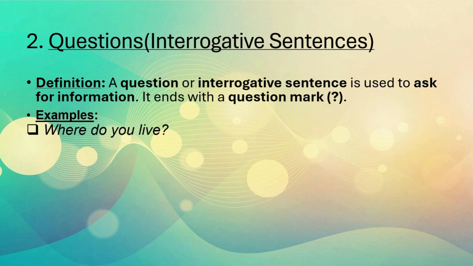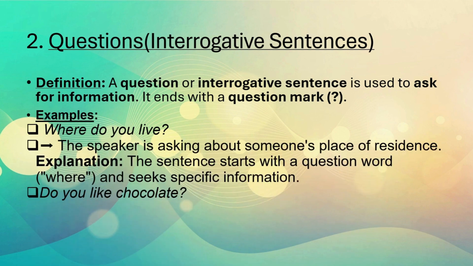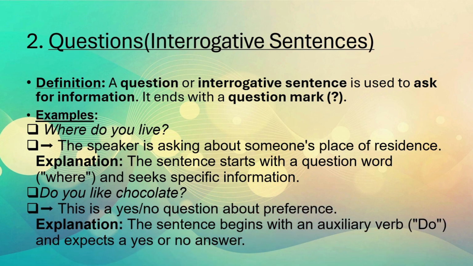So let us go through some examples, like, where do you live? This is a direct question that begins with a question word. It has an answer. So it is an interrogative sentence. Okay. Next is, do you like chocolate? This is a yes-no question that starts with a helping verb. Do is a helping verb. Okay. So this is an interrogative sentence.